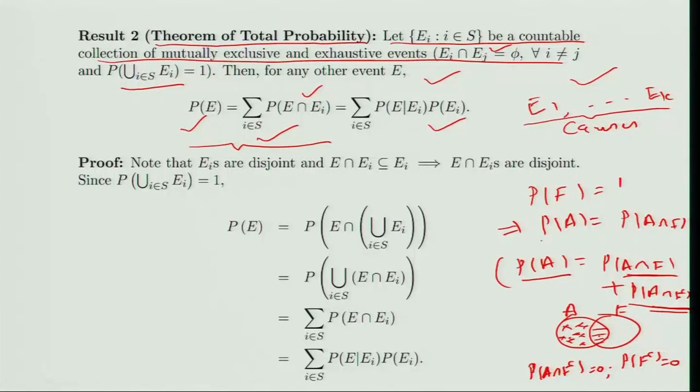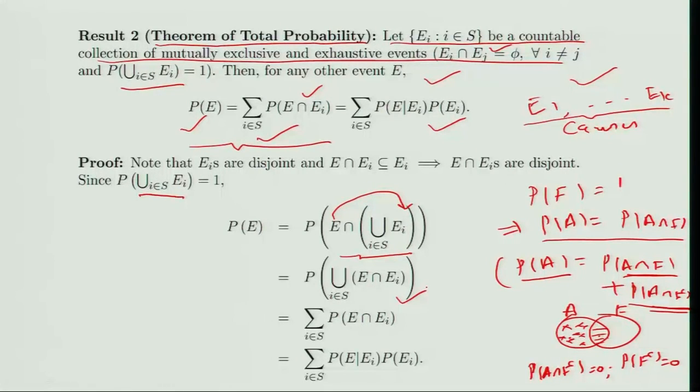So this I also gave as one of the assignment problems. If the probability of F is 1, then the probability of A is the same as the probability of A intersection F. And that is exactly what I am doing over here. The probability of the union over i belonging to S of E_i is 1. So the probability of any event E is the same as the probability of E intersection the union over i belonging to S of E_i. Now this E gets distributed over this union, so this is the same as the union over i belonging to S of E intersection E_i.